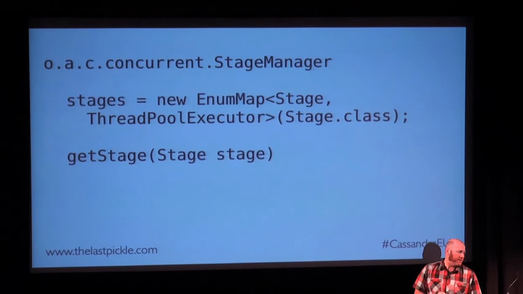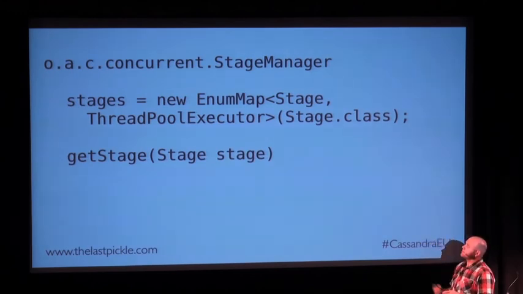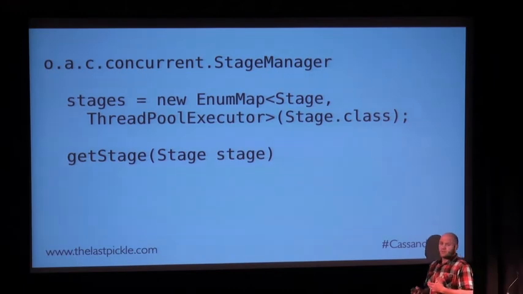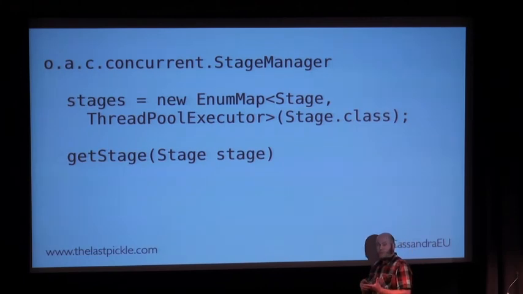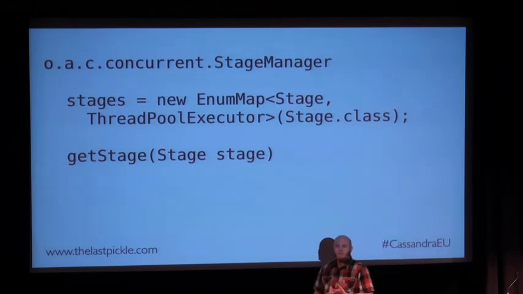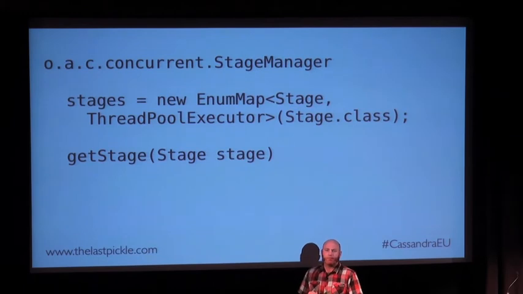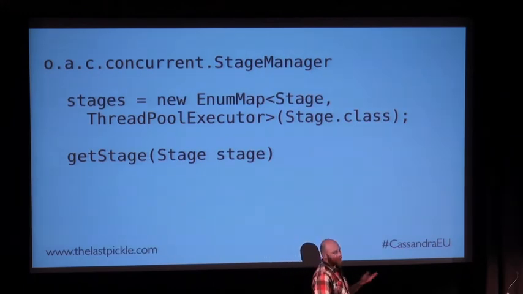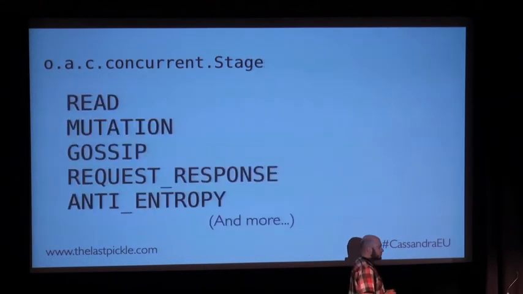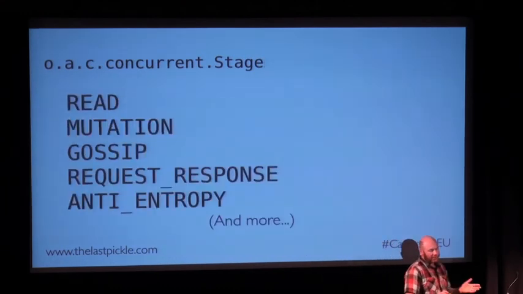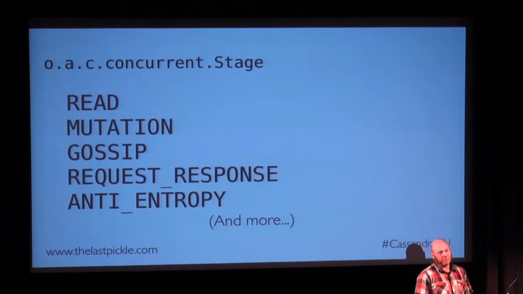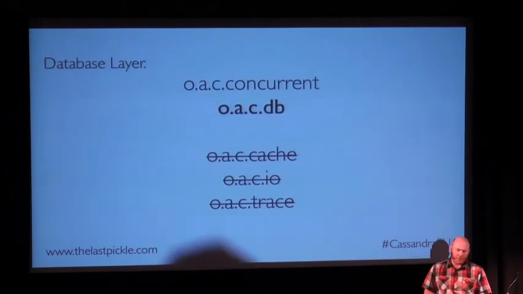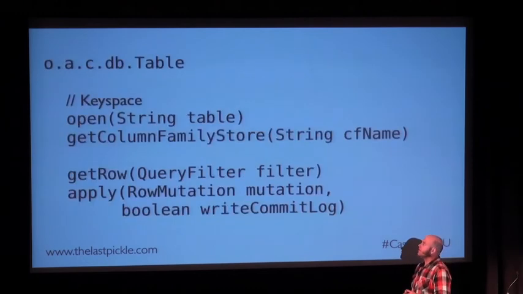The main thing that's in here is the stage manager. So all this does is create some thread pool executors based on configuration. So at startup, it looks at your YAML file, gets the number of concurrent writes and concurrent reads, the number of flush writers and things like that, and builds a bunch of thread pools. And then it has a nice little function for us to just get the thread pool that we want to use. As I said before, the stages are just the things you see in nodetool tpstats. And that's about it for that package.